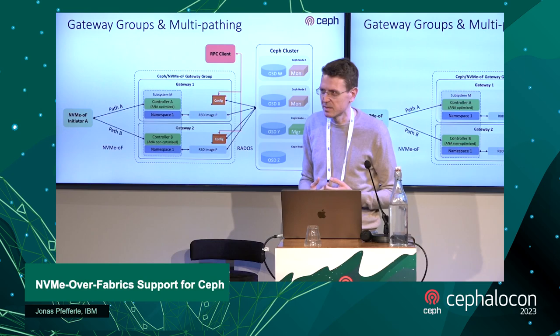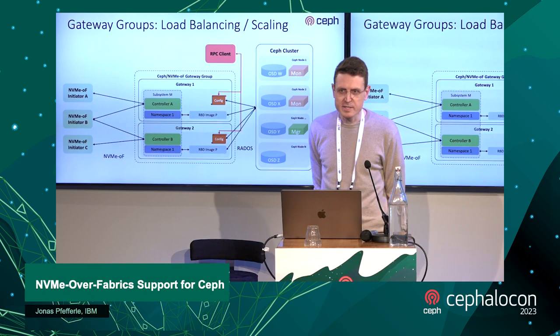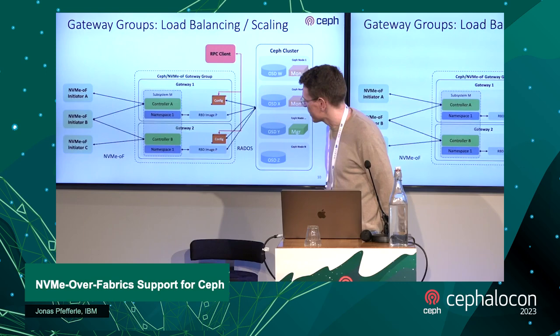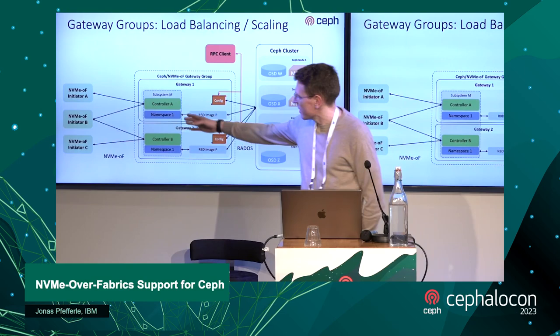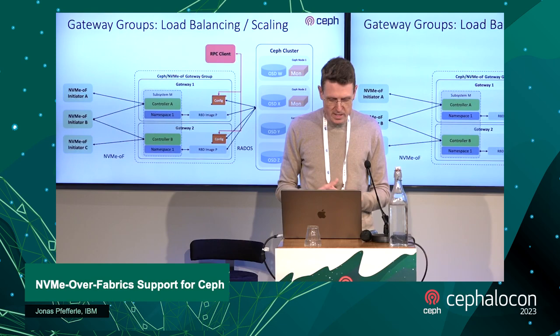All right, and of course, if you have multipathing, this not only helps for fault tolerance, but you can also use this to do load balancing and scaling, right? You can just have many, many gateways in a group and let initiators connect either to all of them or only to some of them and basically steer the traffic this way to get some load balancing when you do NVMe-OF.